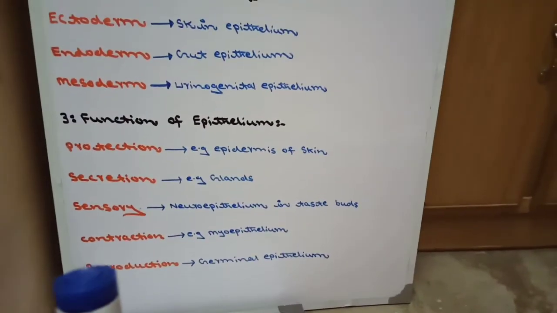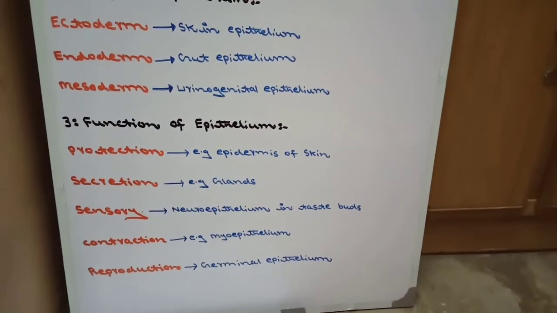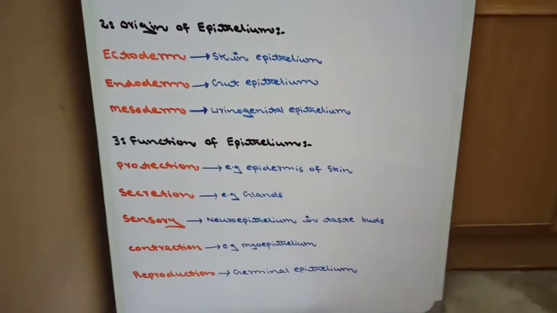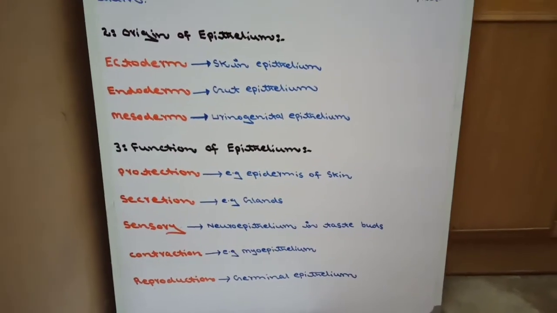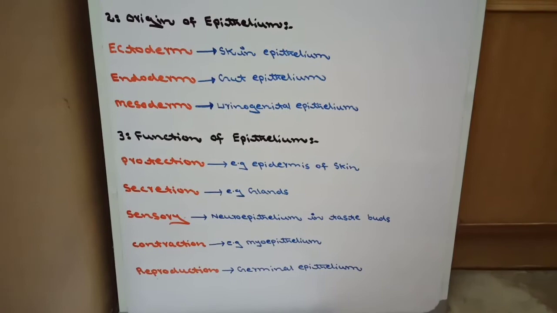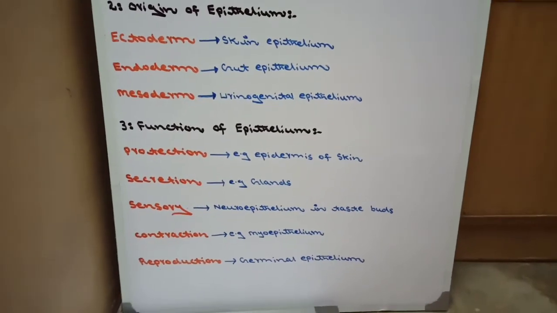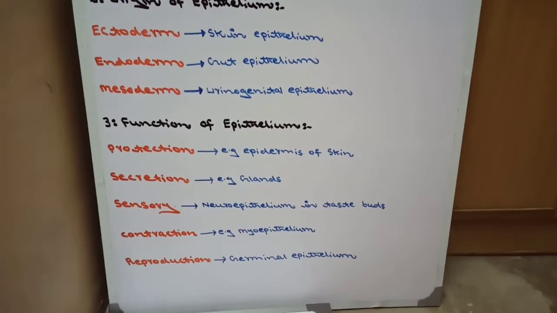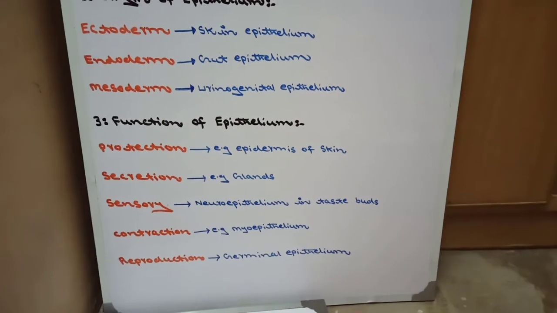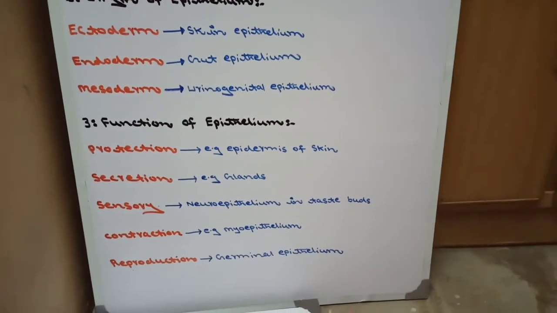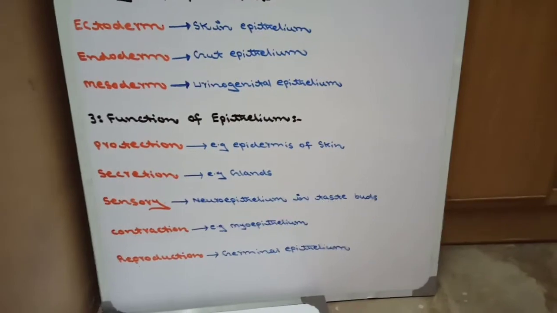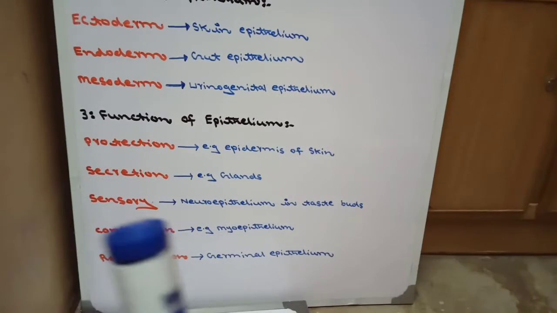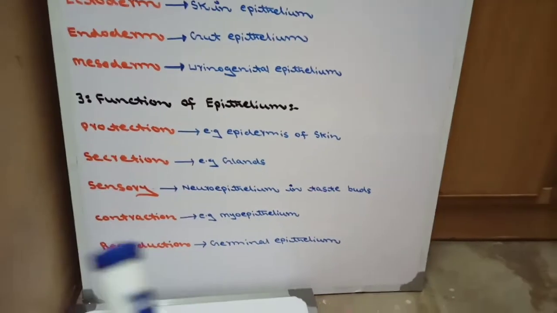The fourth function of epithelium is contraction. For example, myoepithelium. In salivary glands, at the base of the acini, there is a myoepithelial cell which has actin and myosin, which when they contract, push the secretion of the acini from inside to outside of the glands. This is the myoepithelial cell. This function of epithelium is contraction.